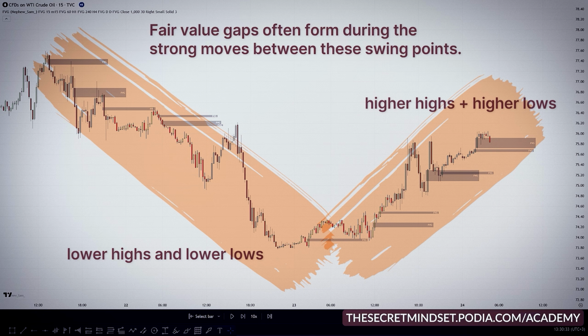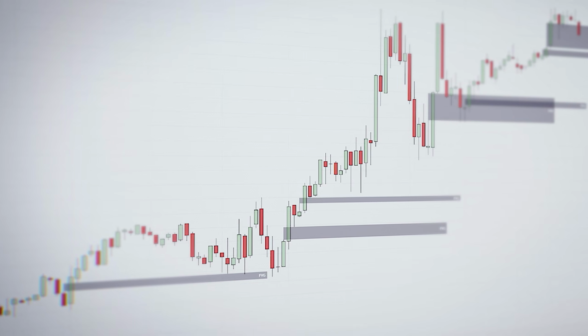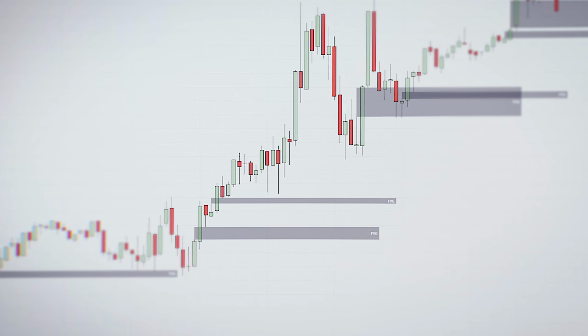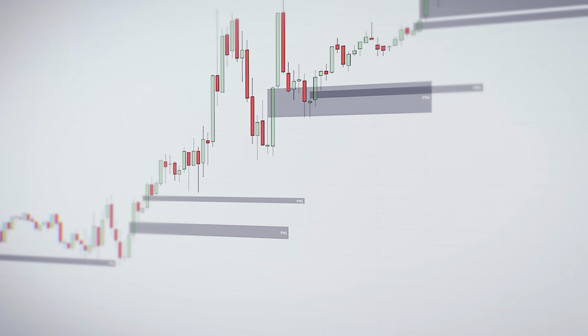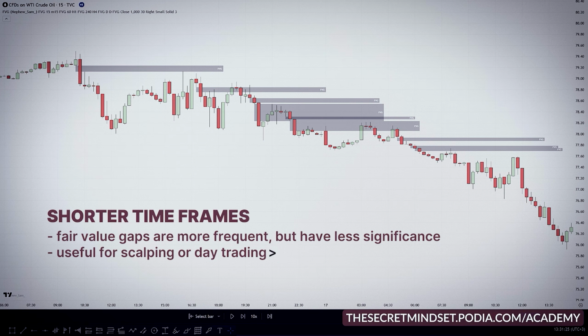Fair value gaps often form during the strong moves between these swing points. A quick word on timeframes. There can be hundreds of gaps in a single trading day, and they can appear on various timeframes. On shorter timeframes, fair value gaps are more frequent, but have less significance. They can be useful for scalping or day trading when looking for quick entries and exits. But these gaps might get filled quickly, so you need to be fast to act on them.